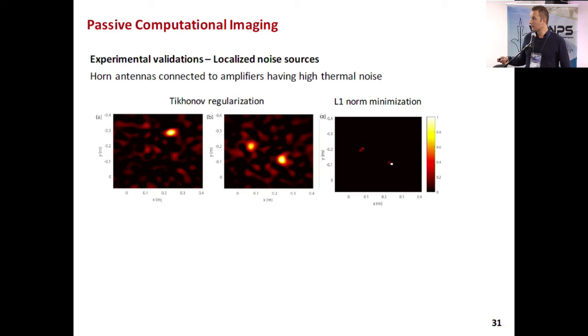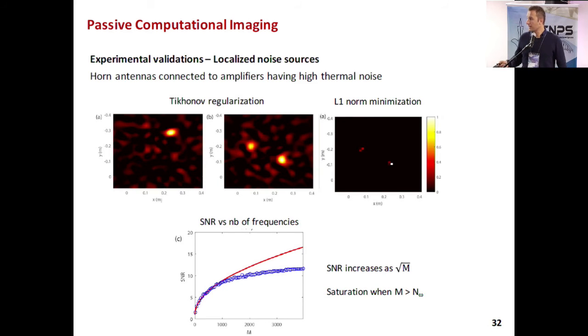So we can see the two positions, and if we use L1 minimization, the results are very spectacular because we have only one pixel here that corresponds to this one and one pixel here. It's a very favorable problem for sparse recovery because it's a very sparse scene. That's why it's working so well here.